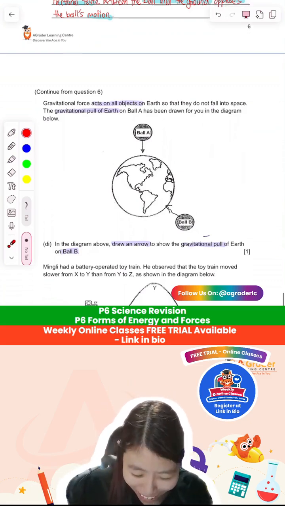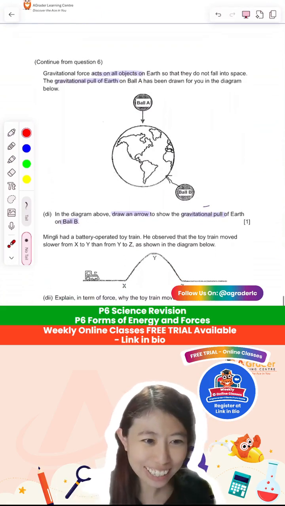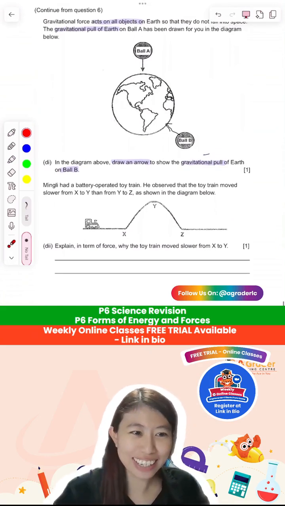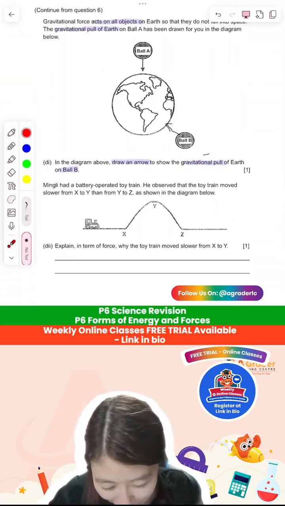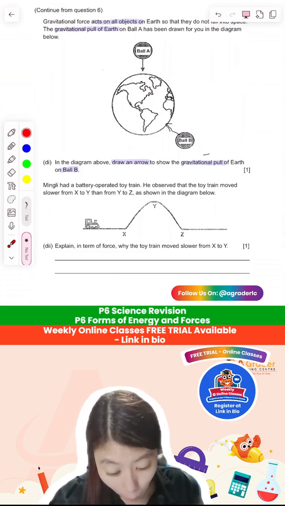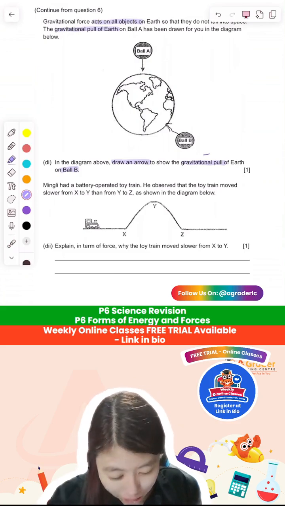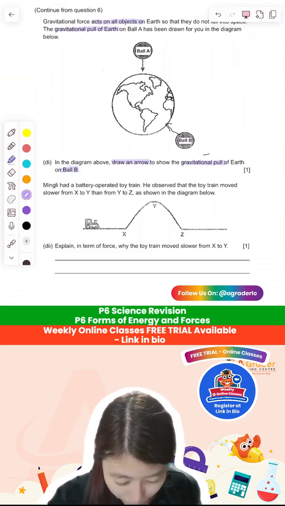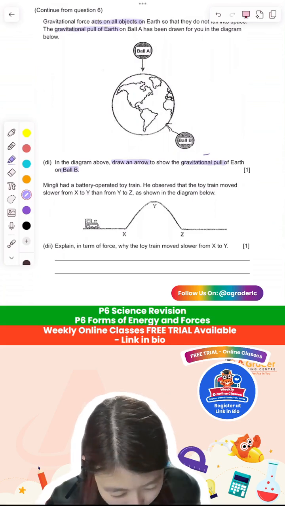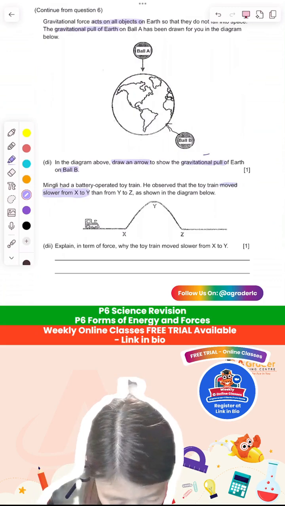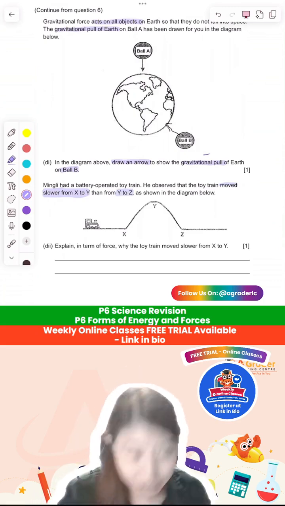So let's move on to the next one. Ming Li had a battery-operated toy train. All right. So he observed that the toy train moved slower from X to Y than from Y to Z.